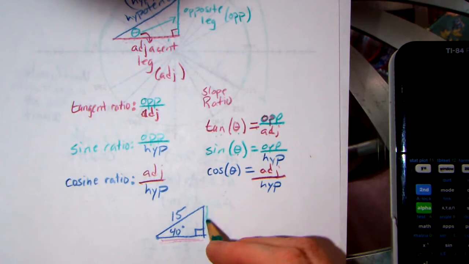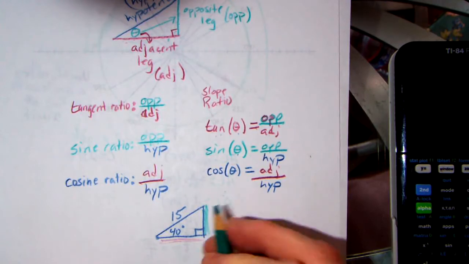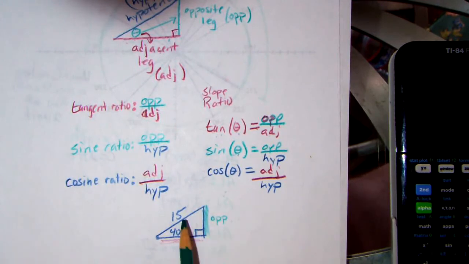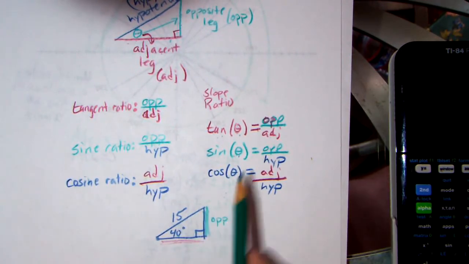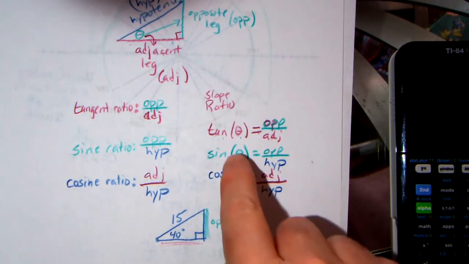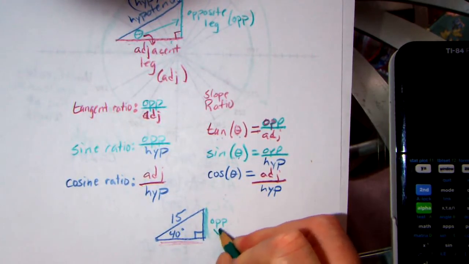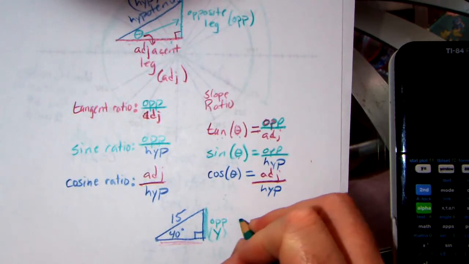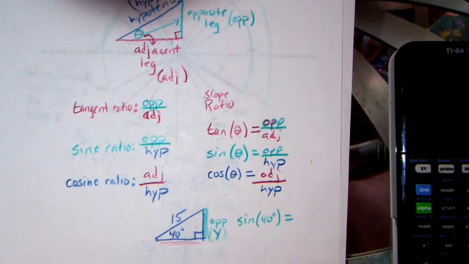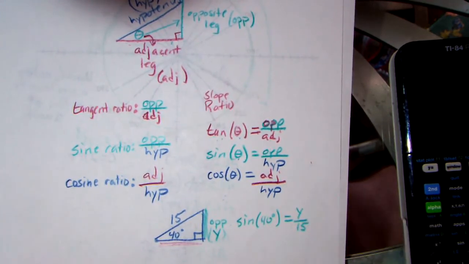So if I want to find this leg, I have to look at my angle and say, okay, where is this leg in relationship to that angle? Well, this leg would be the opposite of the 40-degree angle. I already know the hypotenuse, so I'm looking at which one of these three ratios talks about the opposite leg and the hypotenuse. That is our sine ratio. So if I wanted to figure out what this side was, I'll call it y for this problem, I would say the sine of 40 degrees is the ratio between y and 15.